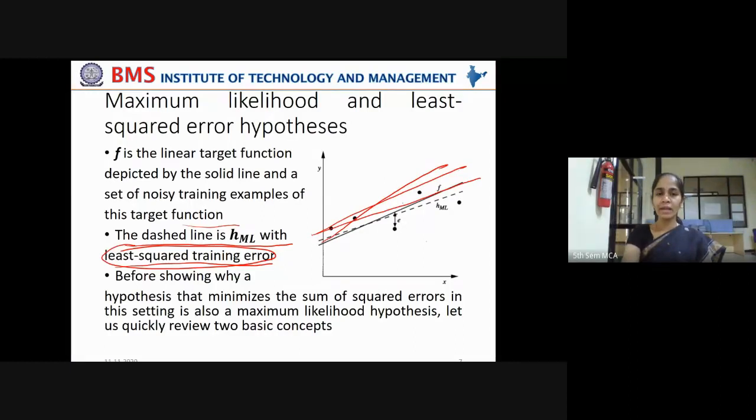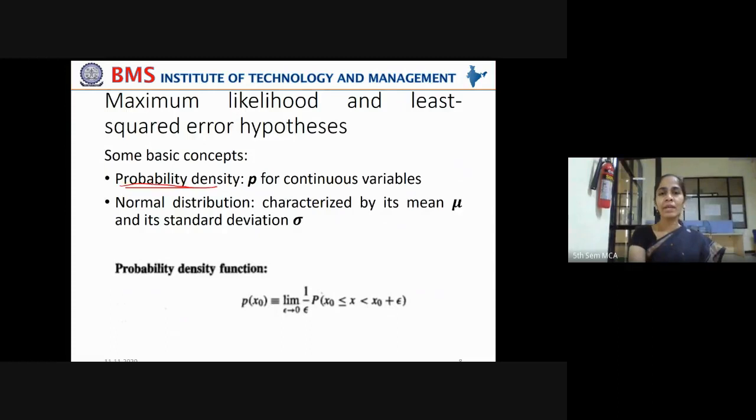Now, before showing why a hypothesis that minimizes the sum of squared errors in this setting is also a maximum likelihood hypothesis, let us quickly review 2 basic concepts. So what is our motive now in this session? Let us find out why a maximum likelihood hypothesis is the hypothesis that minimizes the sum of squared errors, meaning that it minimizes the prediction error. Why is it the maximum likelihood hypothesis? Let us see. But before that, we have to understand 2 basic concepts. Those are probability density and normal distribution.